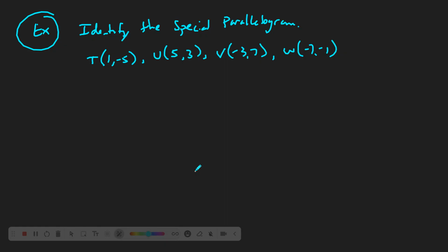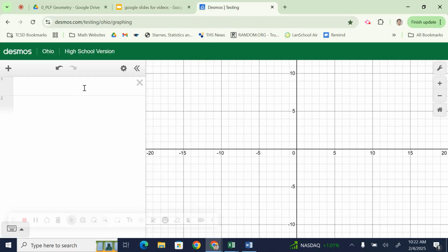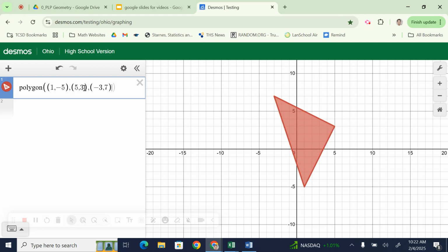Okay, so I'm going to continue this on Desmos. I think you will have to graph them on your worksheets. So again, you can use Desmos to help you with that. So say bye-bye to the black screen. Okay. All right, so here's my Desmos. Remember to zoom out one time. So I'm going to use the polygon command. So polygon, parenthesis. And now each ordered pair gets its own parenthesis. So (1, -5). And then we do (5, 3), not 30. And then we do (-3, 7). And then we do (-7, -1). Okay, and there's our picture.